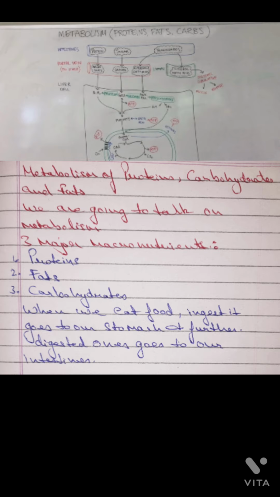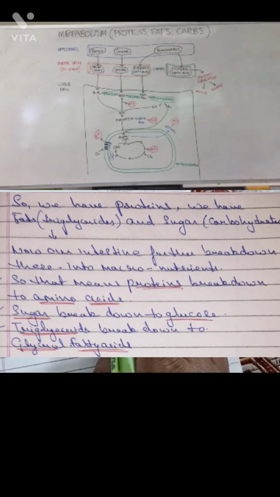When we eat food, it is ingested and taken into our stomach, and it is further digested once it goes to our intestine. As we chew the food, it is masticated and converted to a semi-solid paste, which then goes to our stomach and is transferred over to the intestines. So we have proteins, we have fats, and we have sugar.